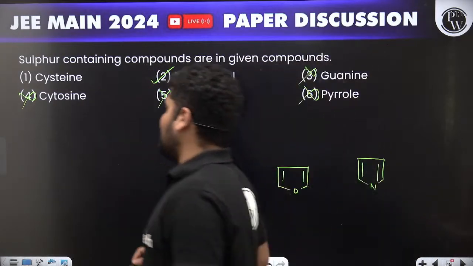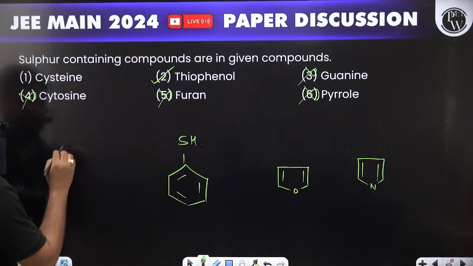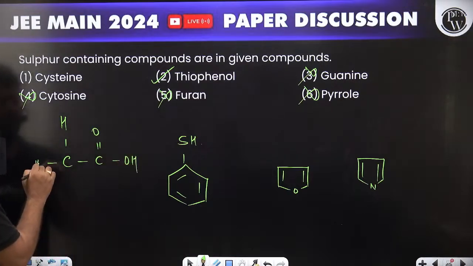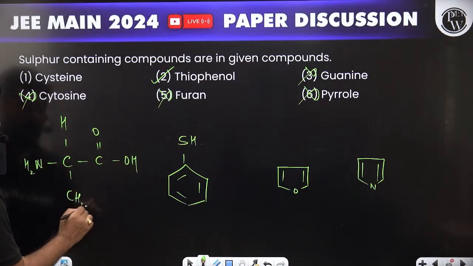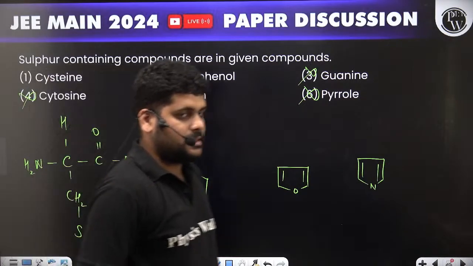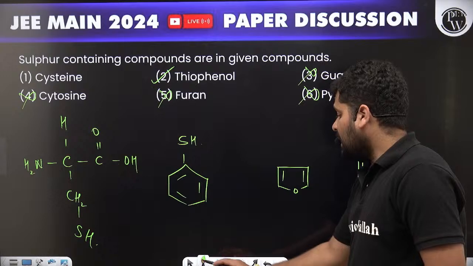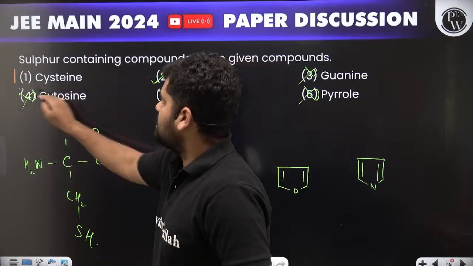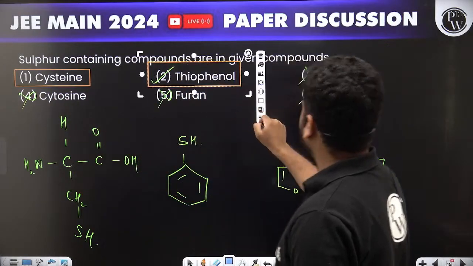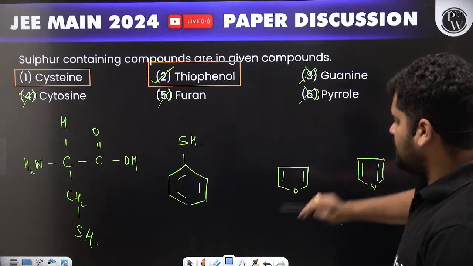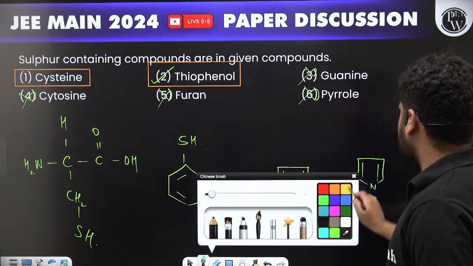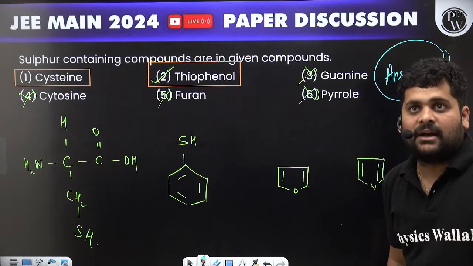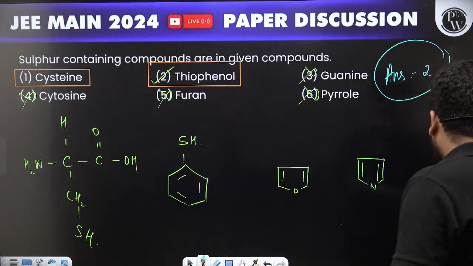We have cysteine, which is an amino acid. So in the amino acid, we have one of the bonds with hydrogen, one of the bonds with carboxylic acid, one of the bonds with NH2, and one of the bonds with CH2SH. This is cysteine. Okay, right. Now, how many of the following would have sulfur? Cysteine has sulfur in it. Thiophenol has sulfur in it. Apart from these two, there is no other one. So the correct answer for this question is 2. 2 compounds have sulfur in them. Okay, right. Moving on to the next one.